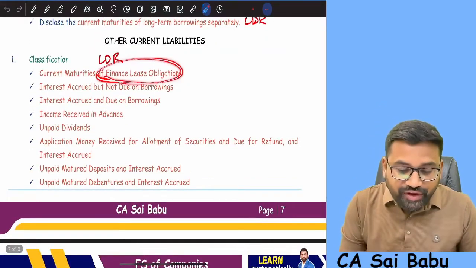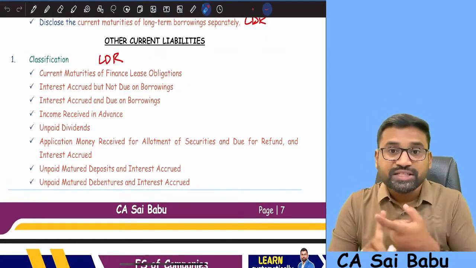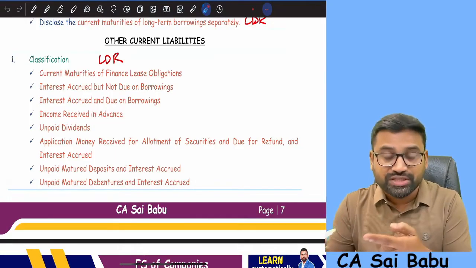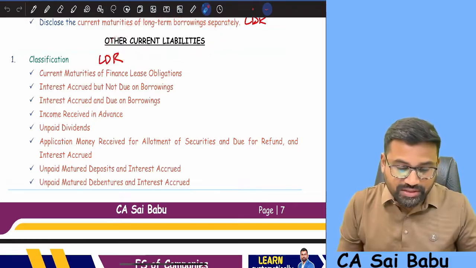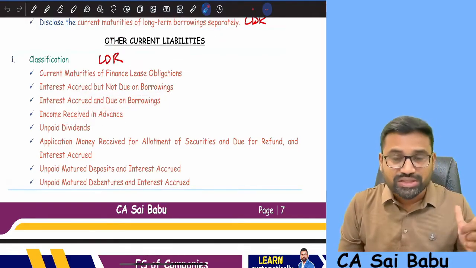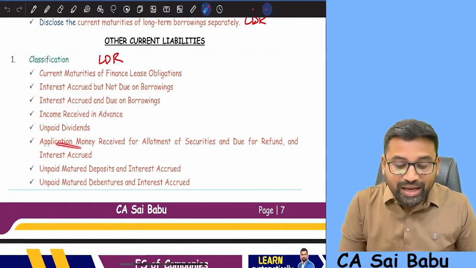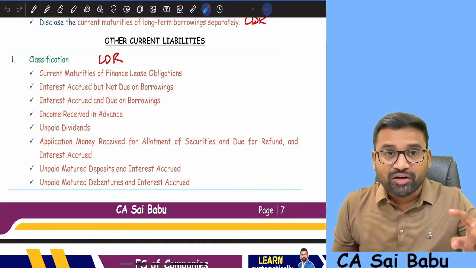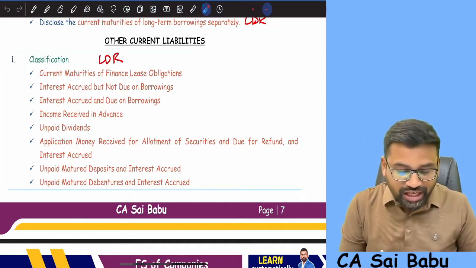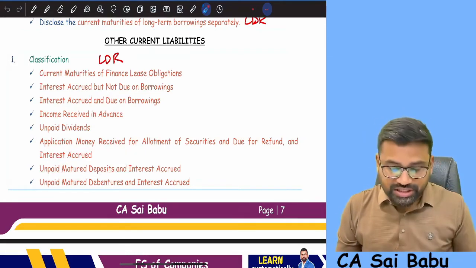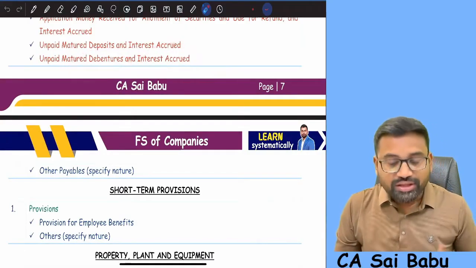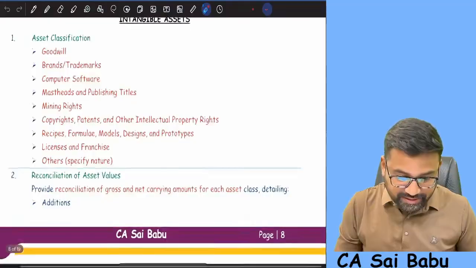Current maturities of finance lease obligation. If it is a finance lease, in respect of the finance lease obligation, any current maturities will be part of other current liabilities. Interest accrued but not due, interest accrued and due, any income received in advance, any unpaid dividends, any application money received for allotment of securities and which is due for refund, and interest accrued thereon, any unpaid matured deposits and interest accrued thereon, unpaid matured debentures and interest accrued thereon, they are all part of other current liabilities.